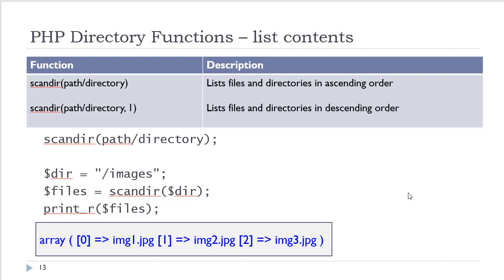Because it returns a collection of files, it can be managed like an array. Therefore, we can use the print_r function to return the values, which would be represented by the array index positions, as shown here. This function lists the files in ascending or alphabetical order. Should we wish to see them in descending order, we can pass a second parameter, the number 1, to the function.